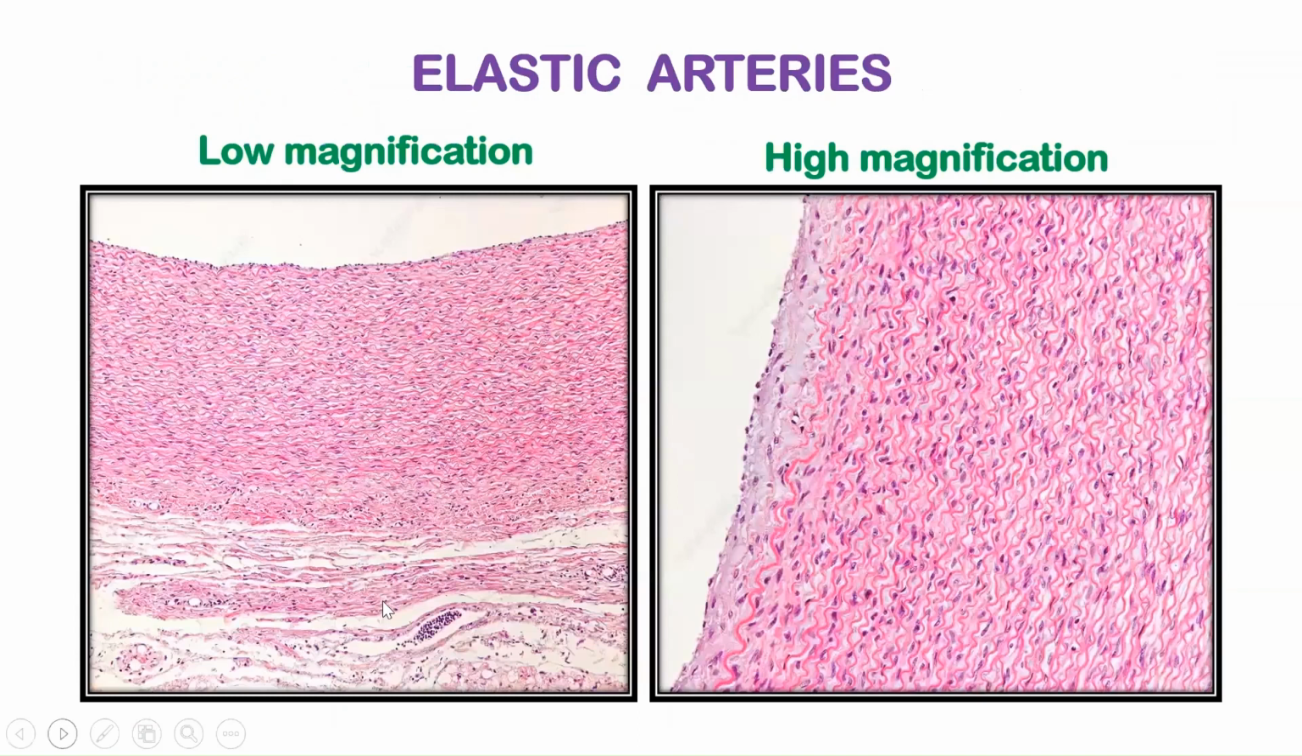This is a picture under the microscope, under low magnification, and this is under high magnification. We can make out the smooth muscle cells and the elastic sheets. And over here, we can make out these blood vessels, the vasa vasorum, which are going to supply the walls.